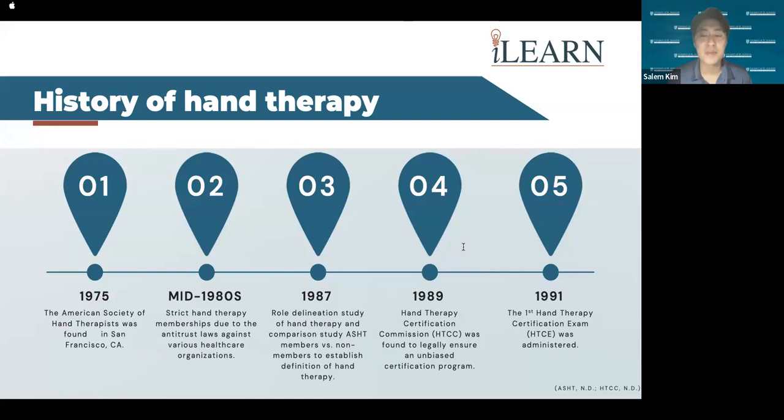And that is going to be one of the exam that every certified hand therapist must take in order to become a certified hand therapist.